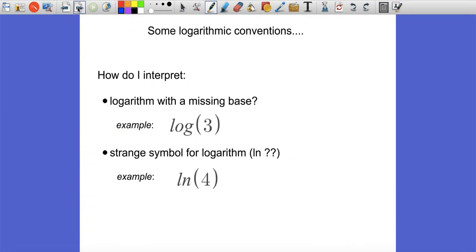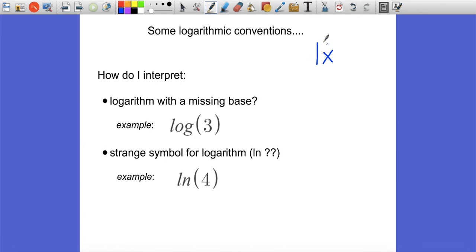All right, so a few logarithmic conventions, meaning things that you need to be able to recognize with logarithms. What does it mean when you see a log with a missing base? So log without a base written here of 3. Well, I kind of think of it like this. If you just have an x written here, what's implied to be in front of the x? If you're thinking of 1, you're right.